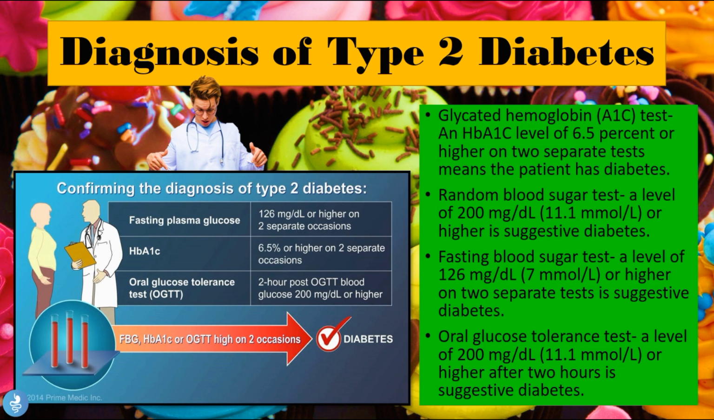We can also do a random blood sugar test, and a level of 200 milligrams per deciliter, which is about 11.1 millimoles per liter, or higher is also suggestive of type 2 diabetes. We can also do a fasting blood sugar test, and here a level of 126 milligrams per deciliter, which is around 7 millimoles per liter, or higher on two separate tests is suggestive of diabetes. And finally, we can also do an oral glucose tolerance test, and here a level of 200 milligrams per deciliter, which is around 11.1 millimoles per liter or higher after 2 hours, is suggestive of diabetes.